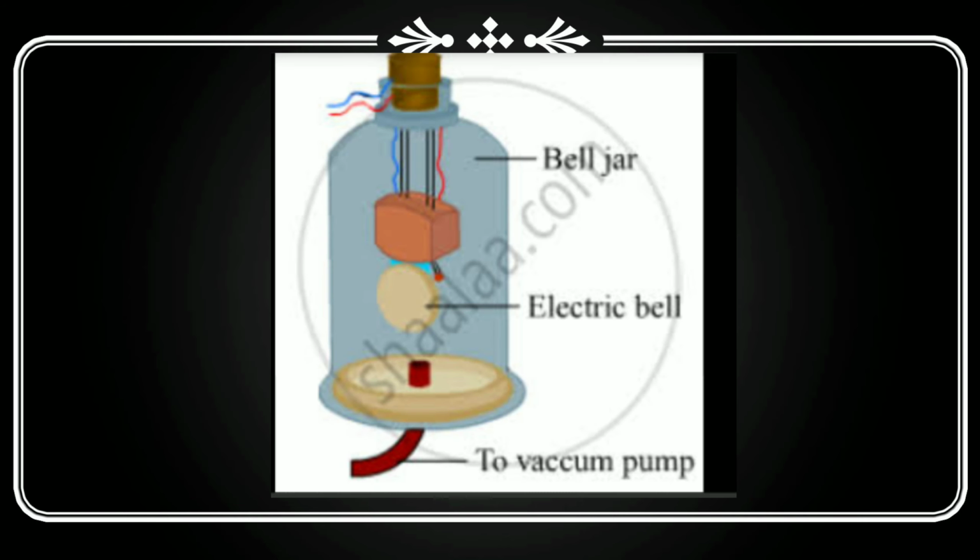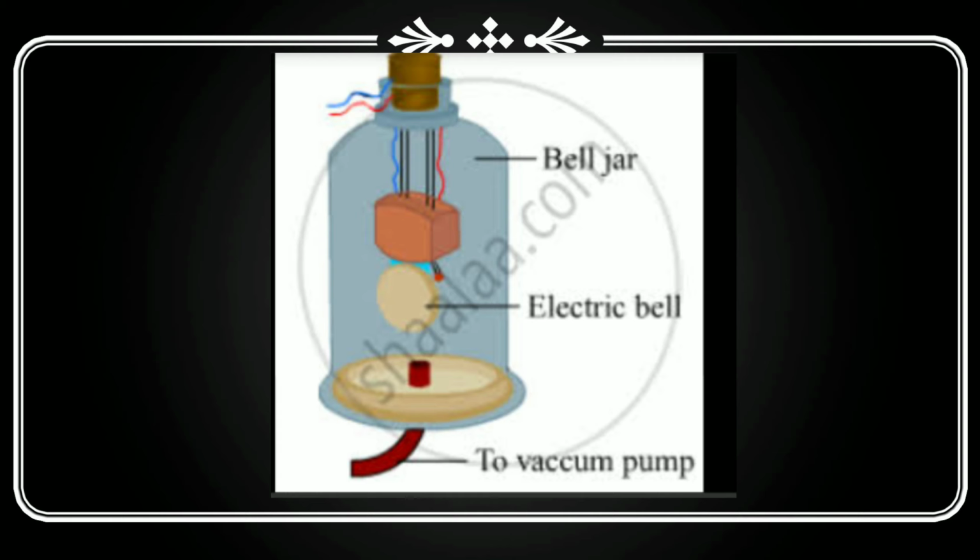A vacuum-tight bell jar is placed on a smooth horizontal surface. The bell jar is connected to a vacuum pump via a tube. We can remove air inside the bell jar using the vacuum pump. As shown in the figure, the bell jar contains an electric bell, which is connected to the power supply through the lid of the bell jar.